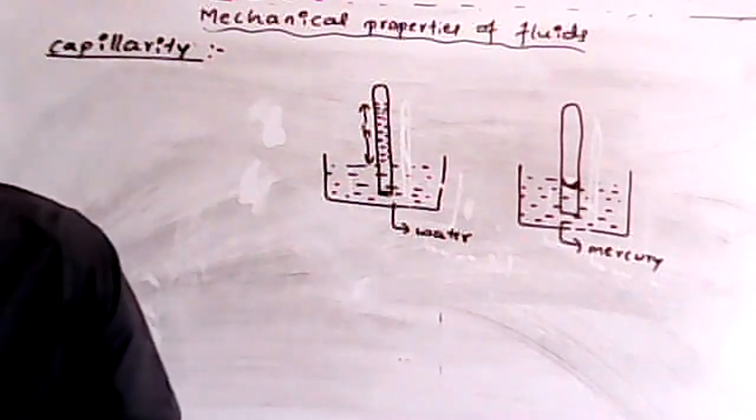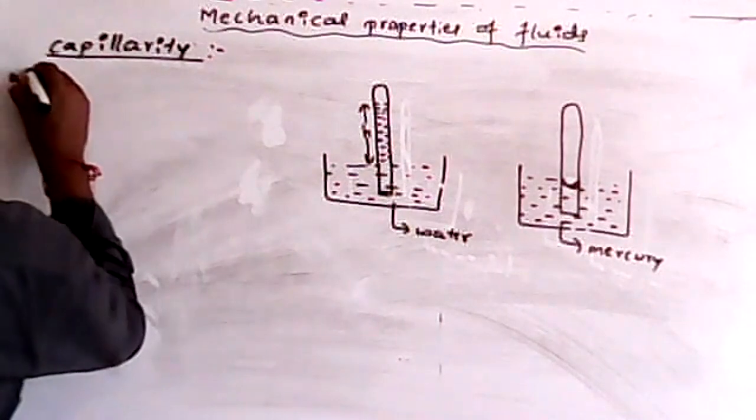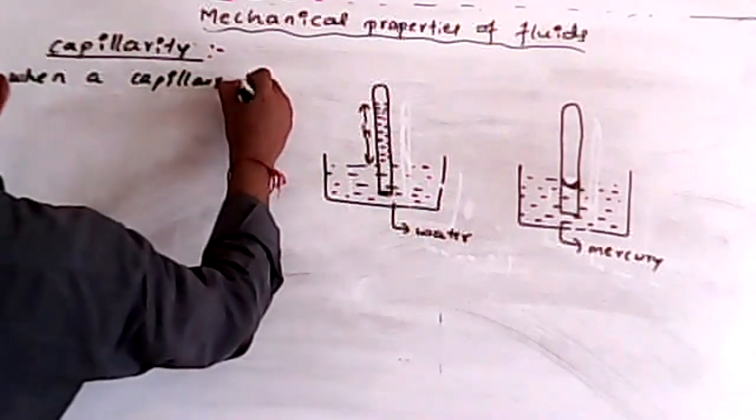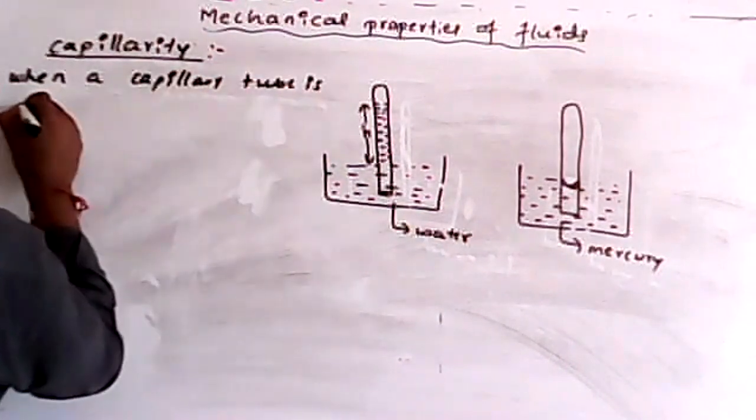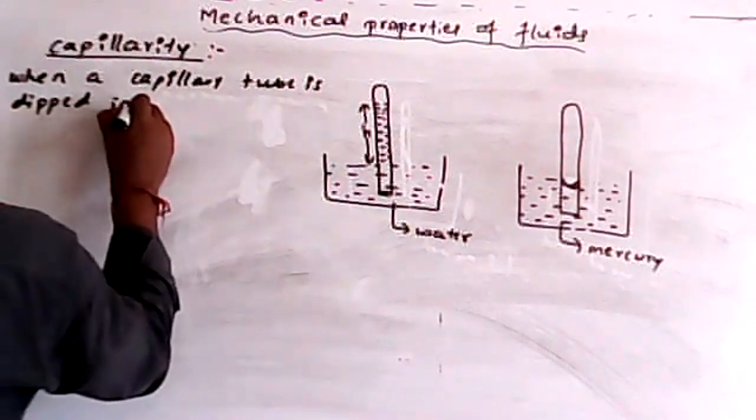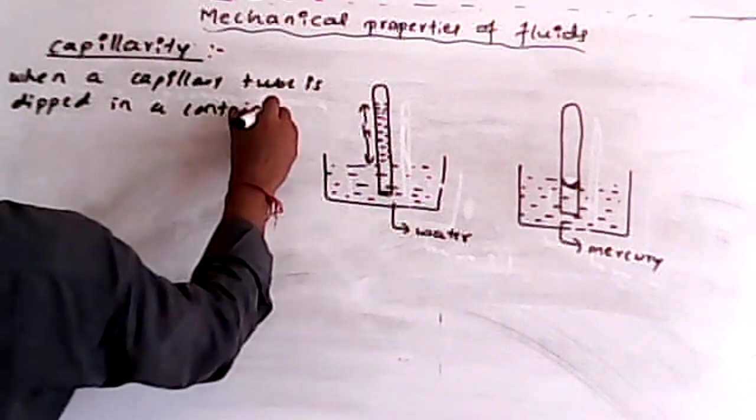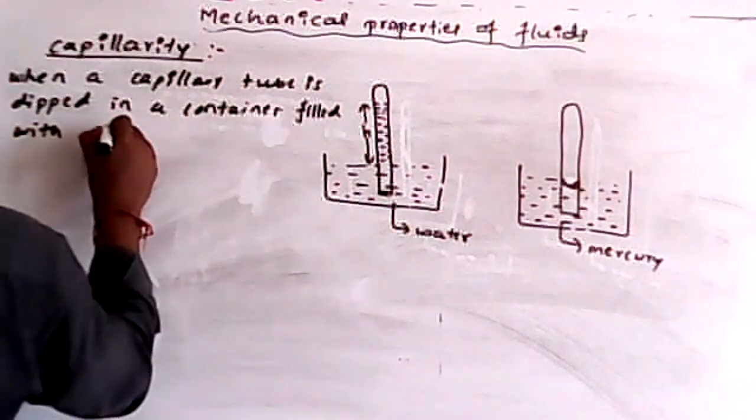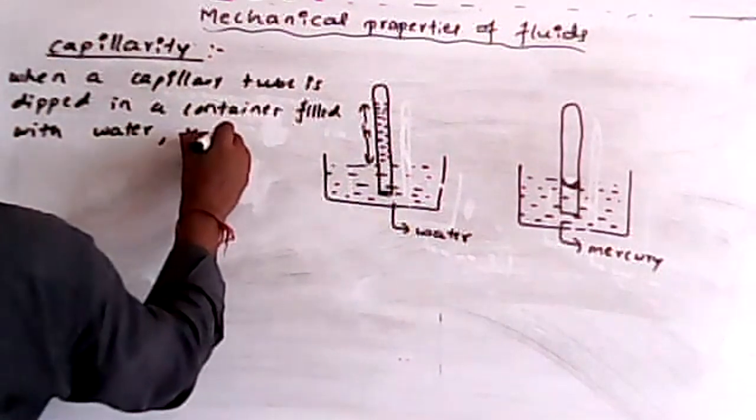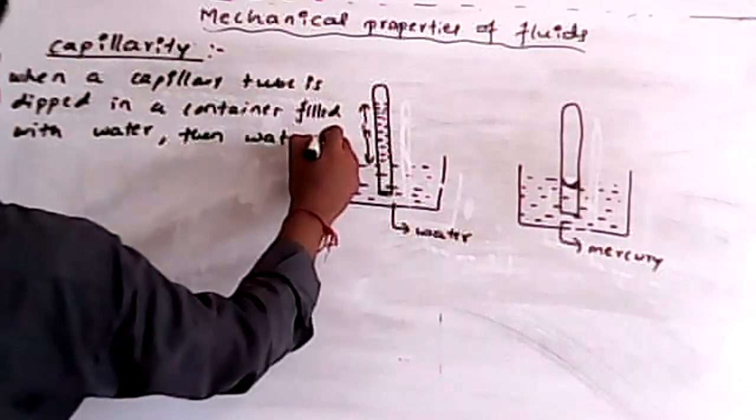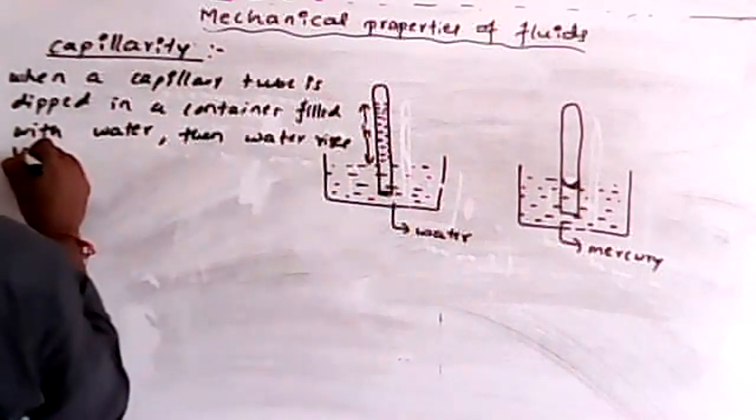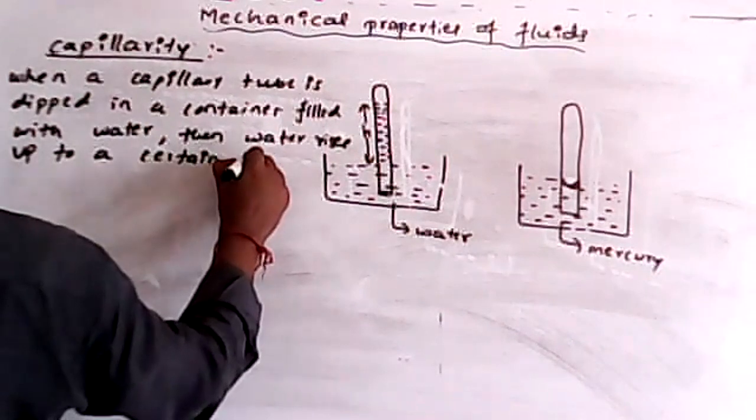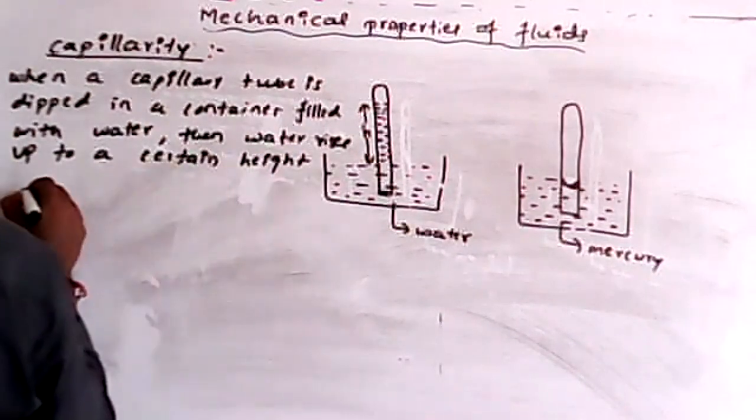When a capillary tube is dipped in a container filled with water, then water rises up to a certain height above the liquid.